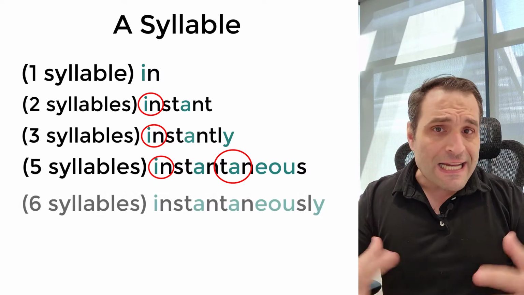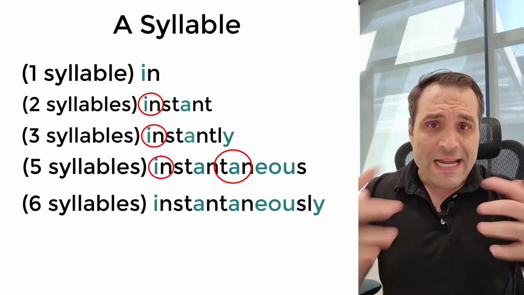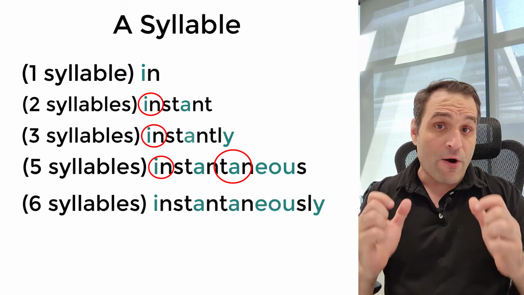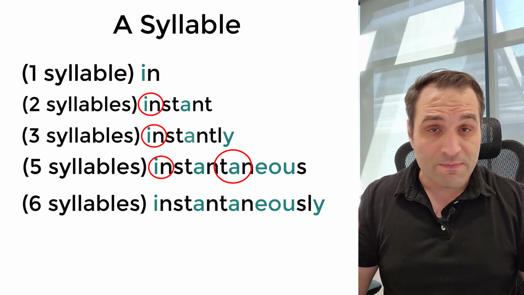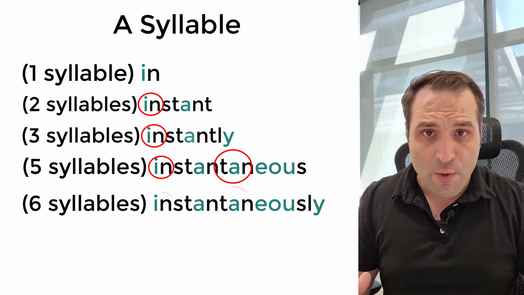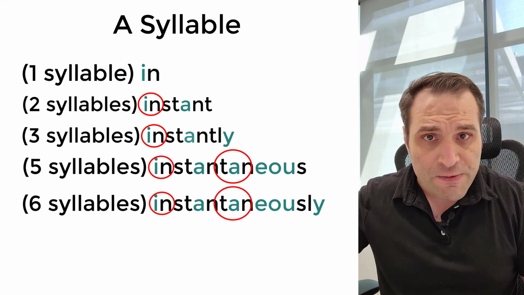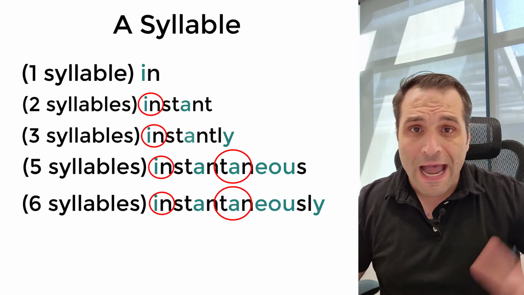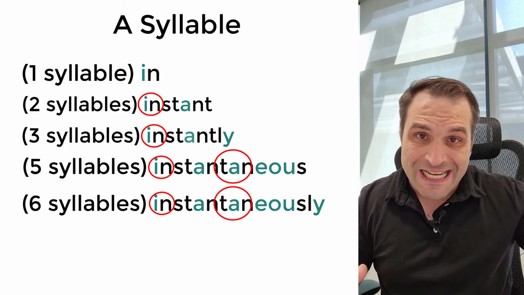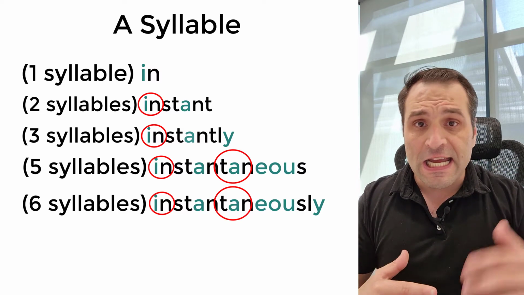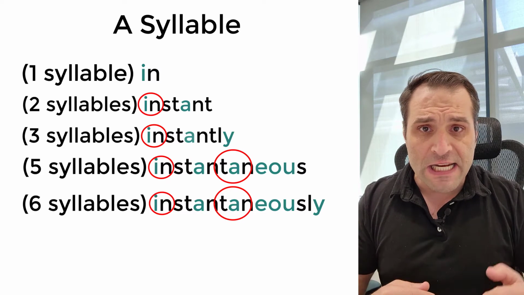Now, let's actually make it even longer. I say instantaneously. Now I have 6 syllables. It's a very long word now. The stress does not change anymore. I have my secondary stress on the first syllable, and taneous is the primary stress. So I say instantaneously.